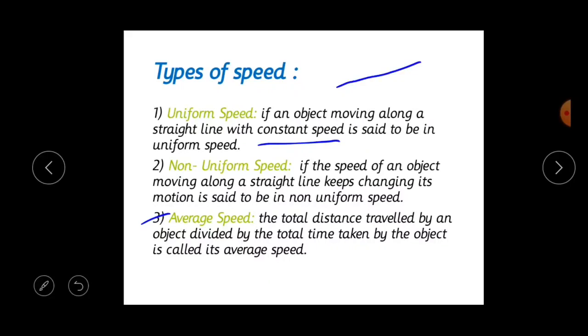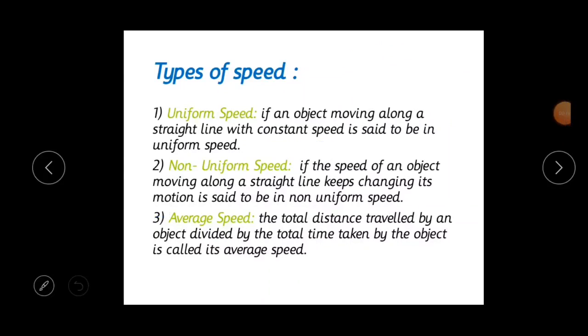Okay, suppose in 15 minutes it is traveling 4 kilometers. In 15 minutes, if you are traveling 4 kilometers, what does it mean? It is a constant speed. It is said to be a uniform speed. So if an object is moving along a straight line with constant speed, it is said to be in uniform speed.